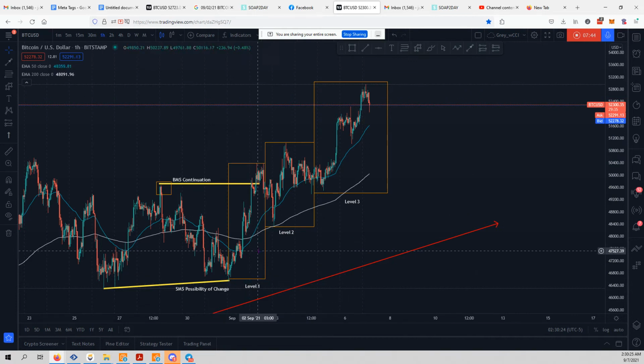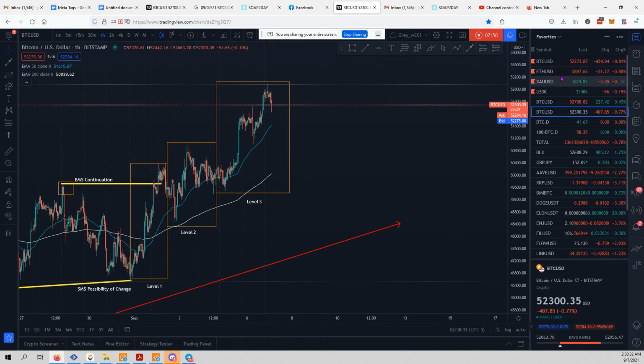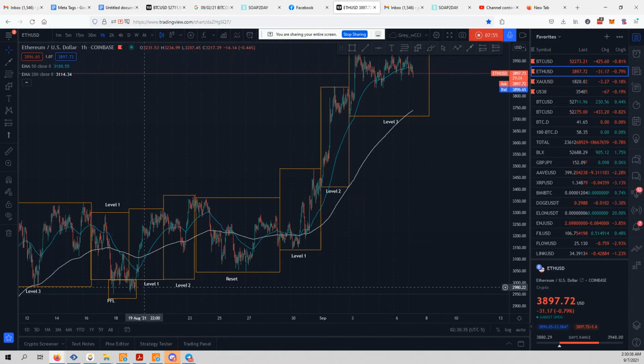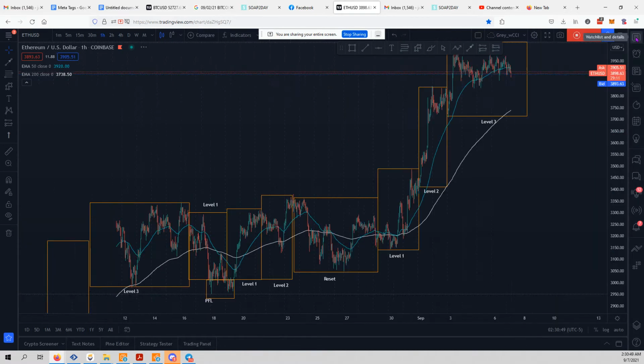Does it always do 3 levels? Level 1, level 2, level 3? No, because Ethereum gave us 2 levels. Let me look at this again. Ethereum gave us back here level 1, level 2, and then it gave us a reset into a level 1, 2, and 3. Again, on the 1 hour chart. And I read levels off the 1 hour chart. All right. And then going back to Bitcoin.